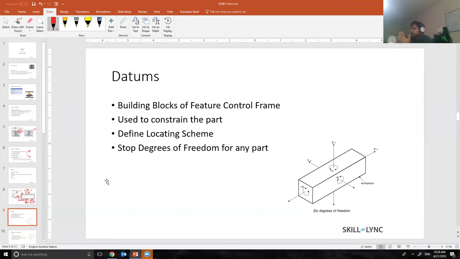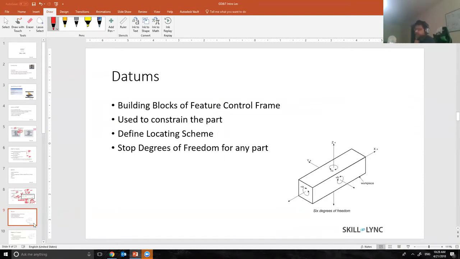So datums are used to constrain the part. Whenever I say, okay, Mr. Operator, I have to assemble one part to another part, what I do is basically I constrain the part. I make sure that the part does not move in any direction. So datums kind of define the locating scheme, give an idea to the operator how you're going to locate the part, and also it stops the degrees of freedom for any part.